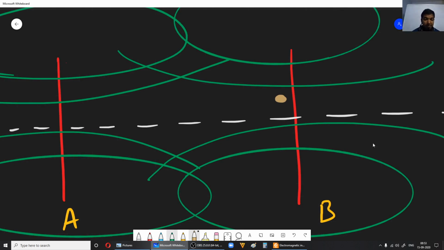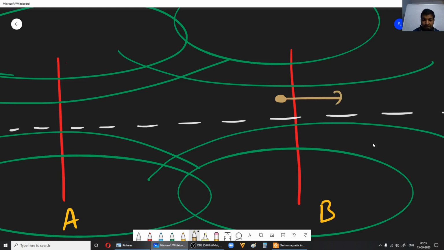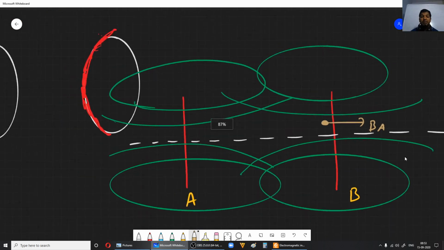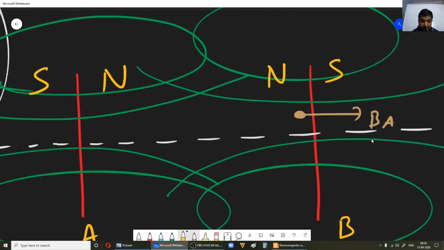The reason is very simple. Due to coil A at that point, say the magnetic field is this way, B sub A, correct? So see the direction. This is the north pole of coil A and south pole of coil A. Now this is the north pole of coil B and south pole of coil B. This is the magnetic field at that point due to coil B, which I have written as B sub B.